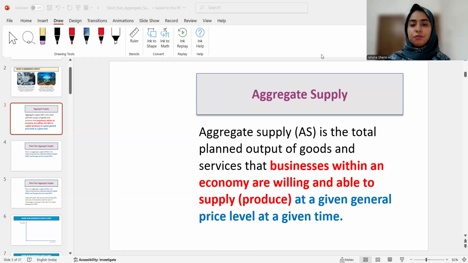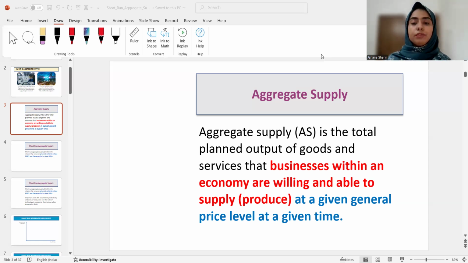All right. So first of all, we'll talk about the definition of aggregate supply. What is aggregate supply? I hope you are all aware of aggregate demand, right? Aggregate supply, we can call it AS, is the total planned output of goods and services that businesses within an economy are willing and able to supply, or able to produce, at a given general price level in a given time period. So it is very important to note: given price level and given time.